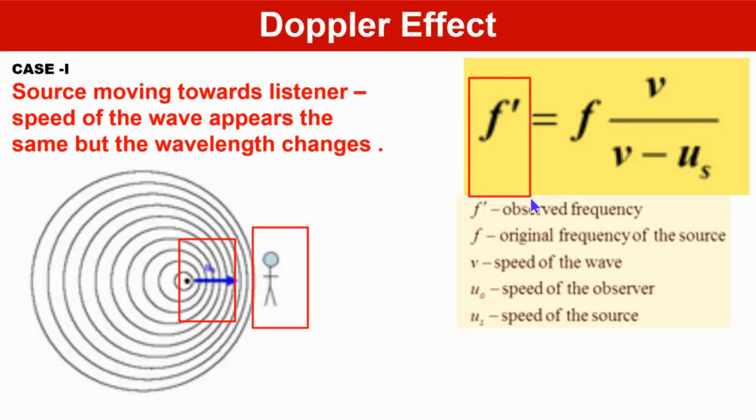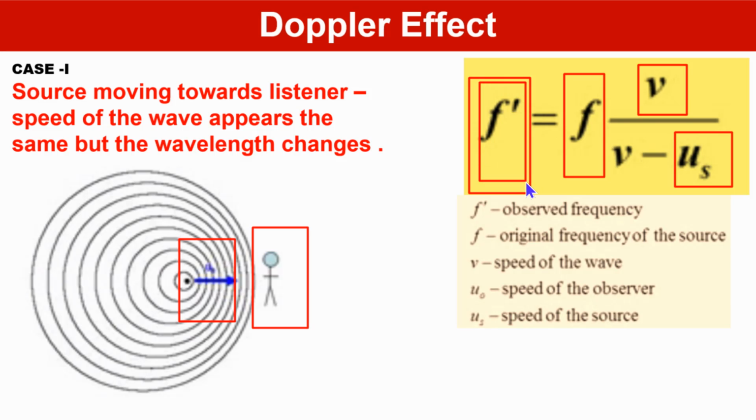f prime is the observed frequency by the listener, f is the frequency of sound waves produced by the source, v is the speed of sound waves, and us is the speed of the source. If these are given to us, you simply need to plug in and you can find the observed frequency. As we can see in this case, this is minus. Why are we using minus here? Because the source is approaching, so the observed frequency will be higher than the source frequency. That's the reason we have a minus sign here. So when the source is approaching and the listener is at rest, you simply need to use minus because the observed frequency has to be higher.